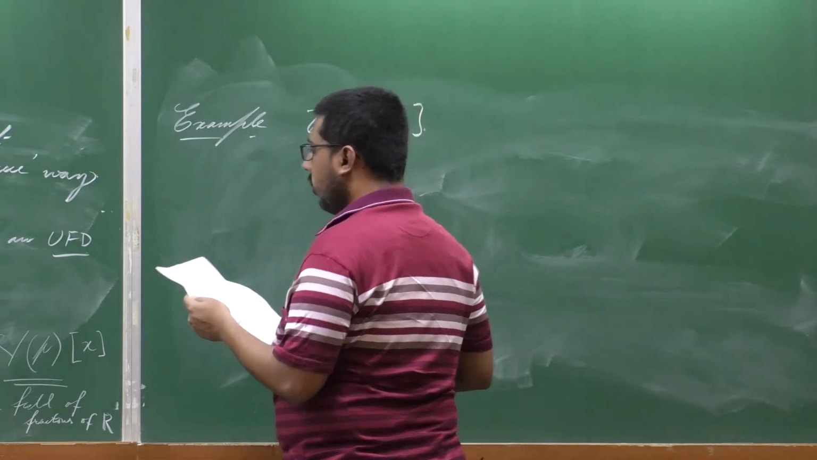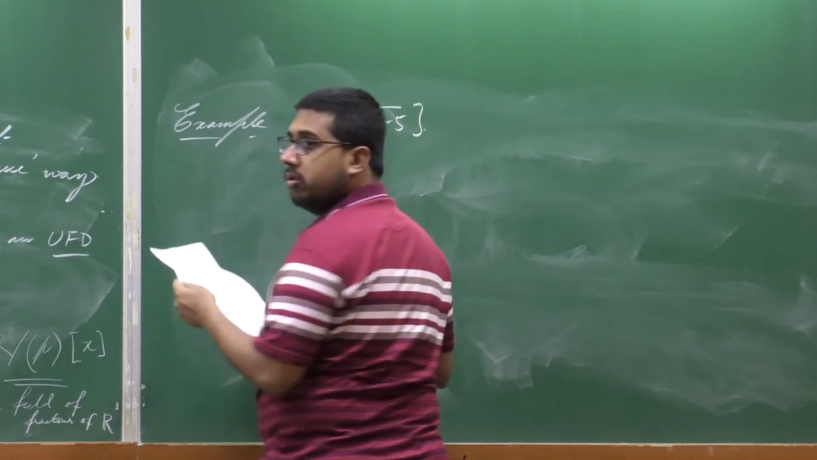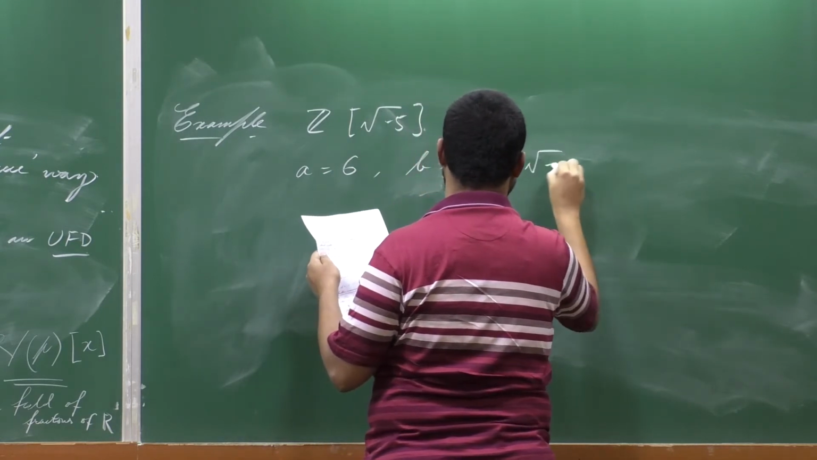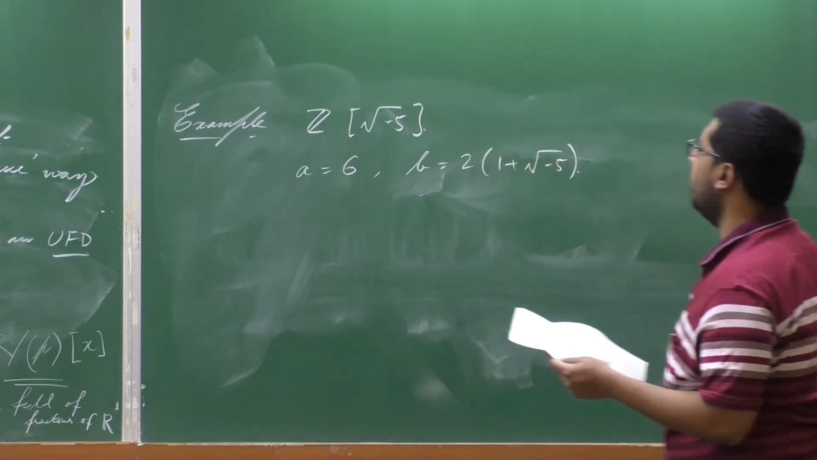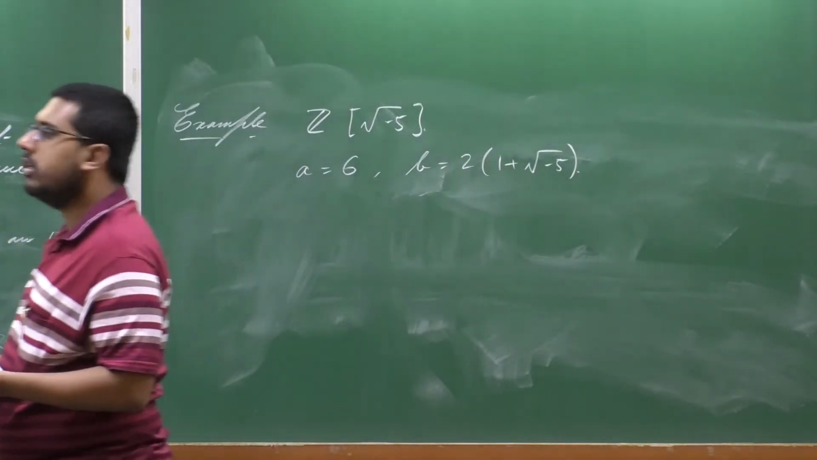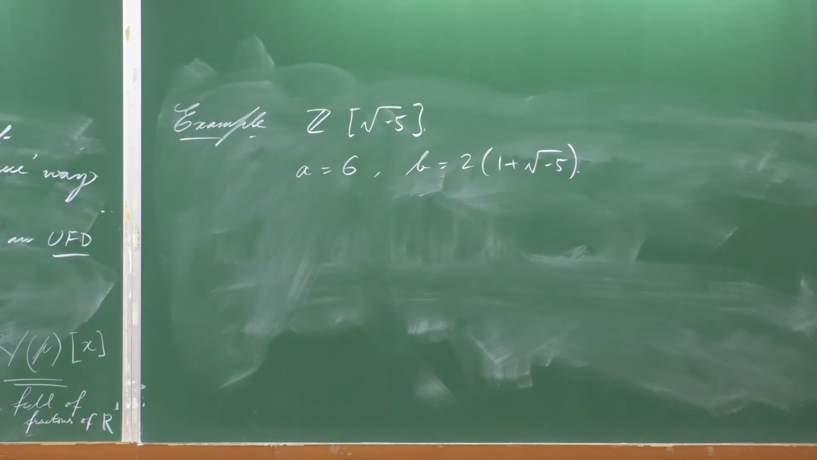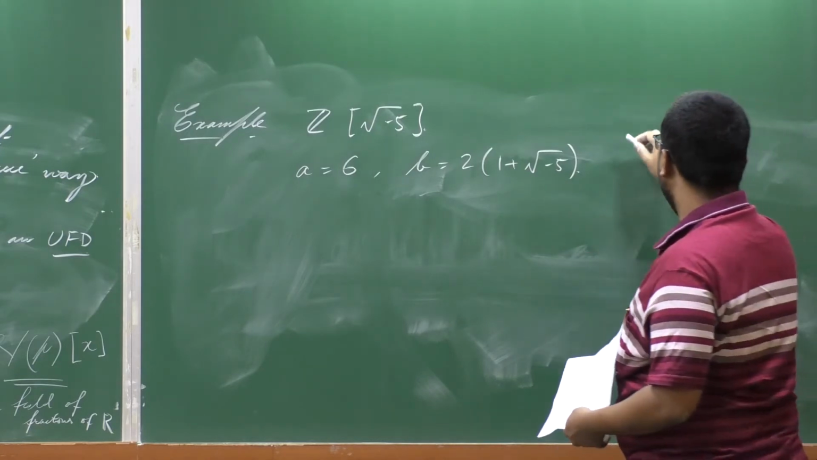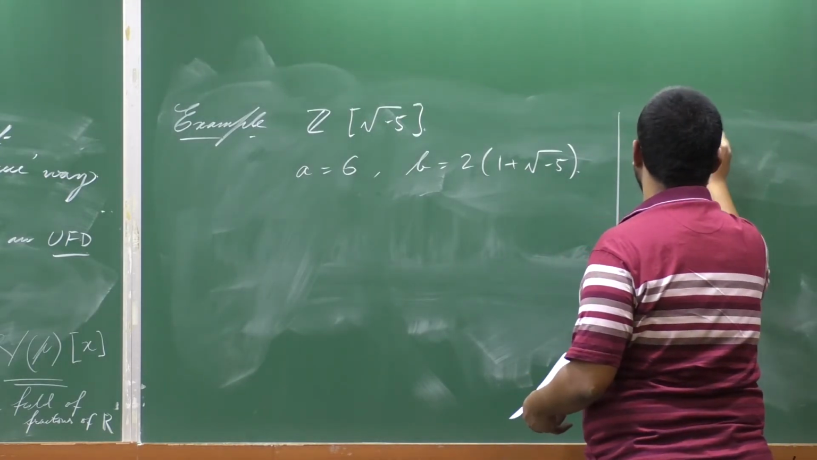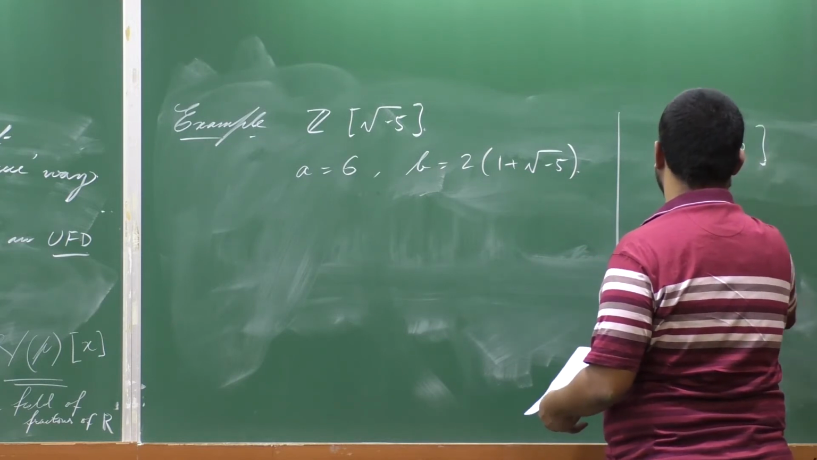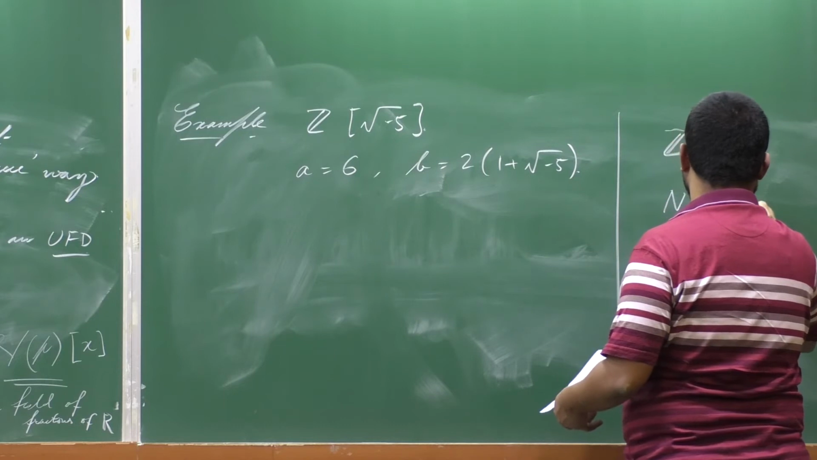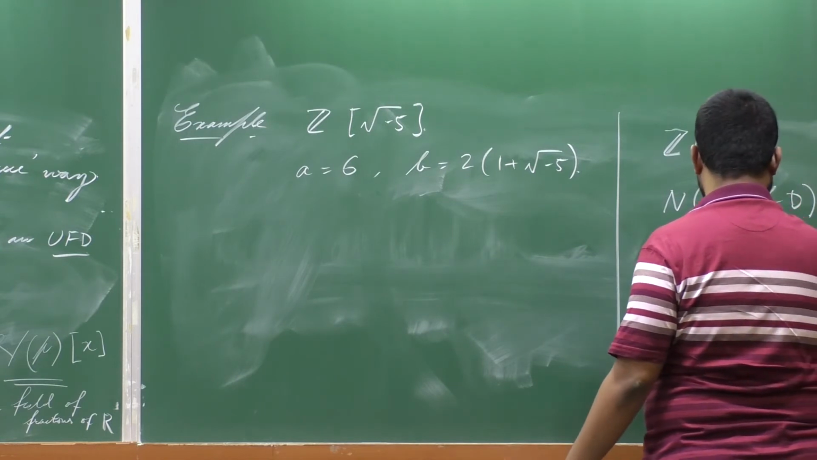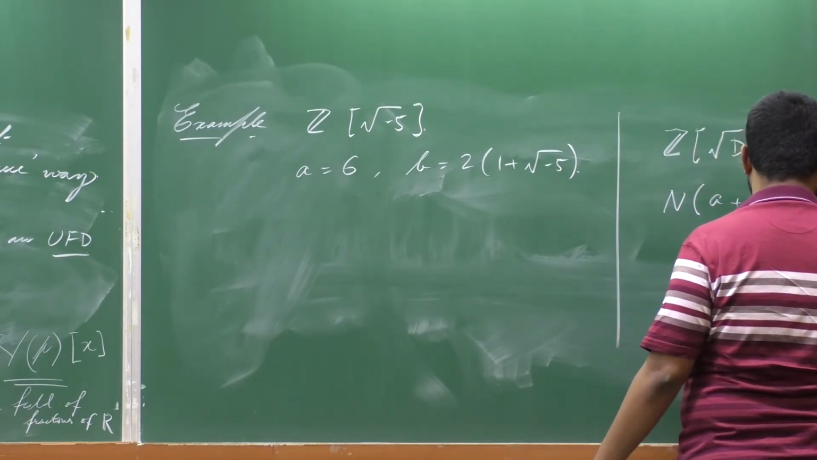So here the claim is, if you take a equal to 6 and b equal to 2 times (1 plus root minus 5), then these are non-zero and non-units of course, and they are not going to have a GCD. Why so? In order to show this, we recall that in any general square free integer d, in Z[root d] we have this norm. The norm of an element a plus b root d is a square minus d b square.